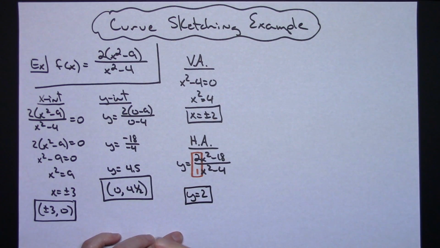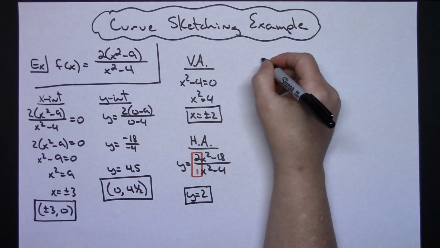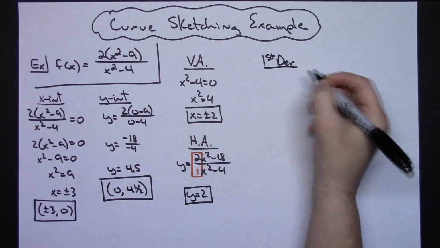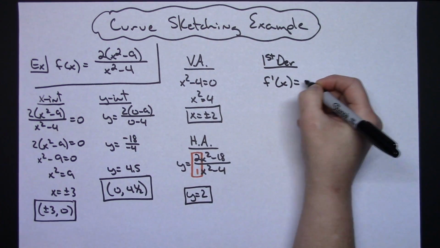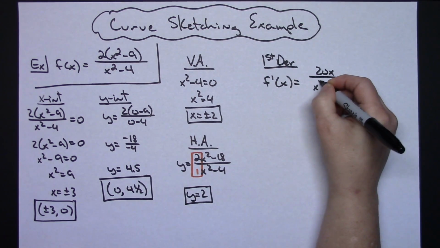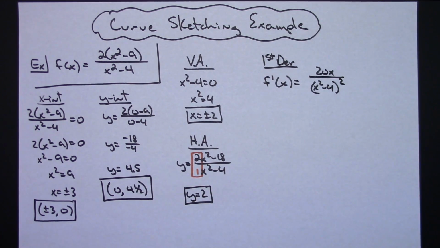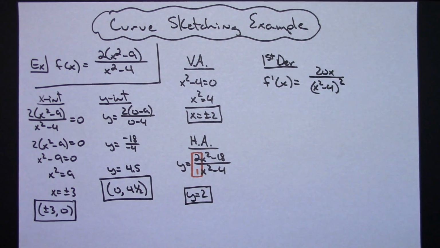So we go through, we gather a bunch of this type of information. At this point then I usually have my students do the first derivative. I'm not going to take the time to calculate that first derivative just because that's going to be a quotient rule. It's going to be really, really big. So we'll just write down here our first derivative. Our first derivative here ends up as 20x all over x squared minus 4 squared. If you want to calculate that derivative by hand, go ahead, hit pause, calculate that derivative, and see if you can come up with that first derivative there.